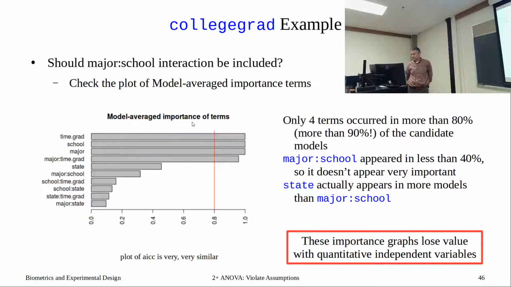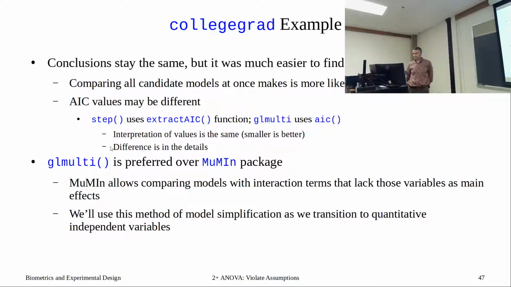And we showed you the plot: should we really include major school? It occurs in maybe 33% of all of our models that were created. That's not enough. It's probably not important. So the conclusions stayed the same as if we ran the step function. We got the same answer. However, glmulti is a whole lot easier, right? Yes, a whole lot easier.